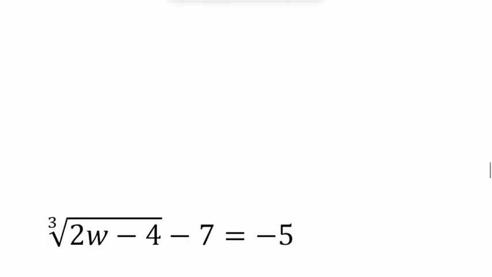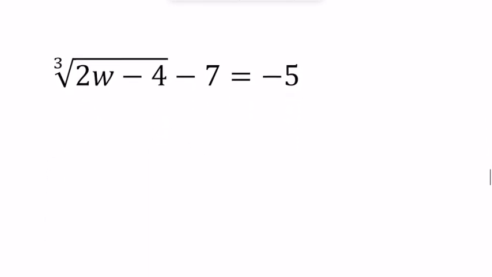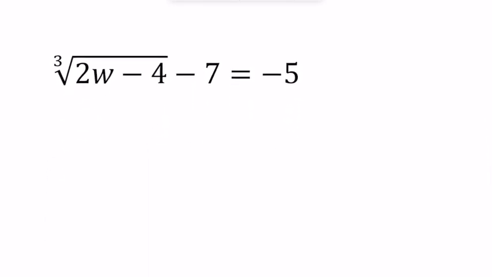If you'd like to try the next problem on your own, pause the video now and resume when you're ready to see the solution. Here, to get the cube root by itself, we would first add 7 to both sides. This leaves us with the cube root of 2w minus 4 is equal to 2.